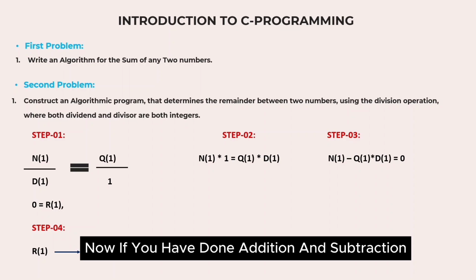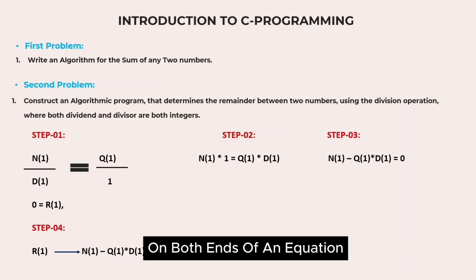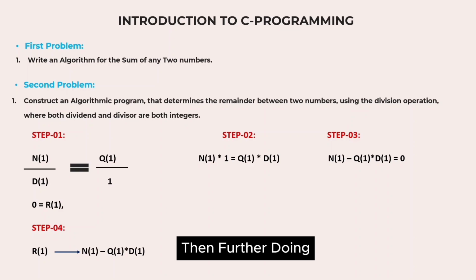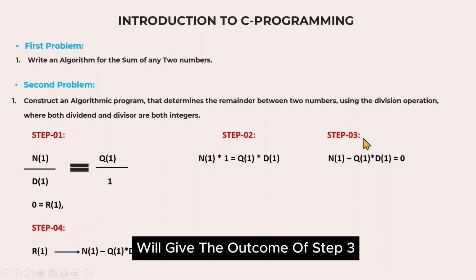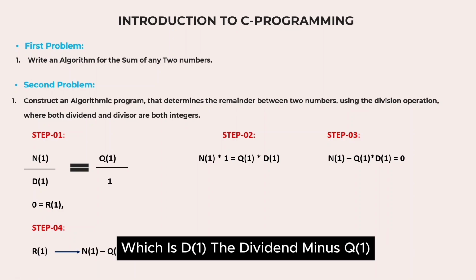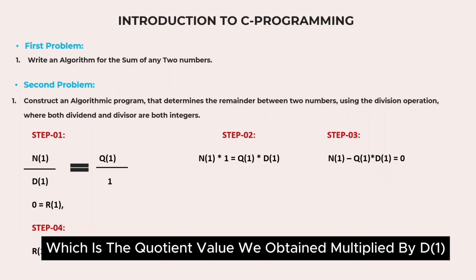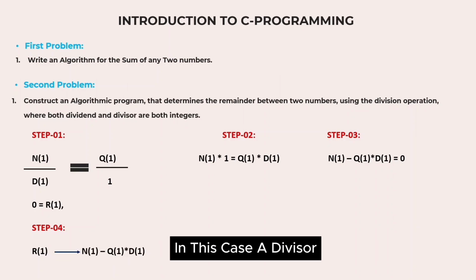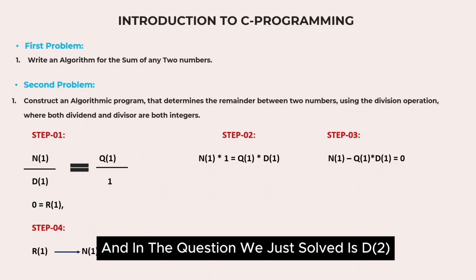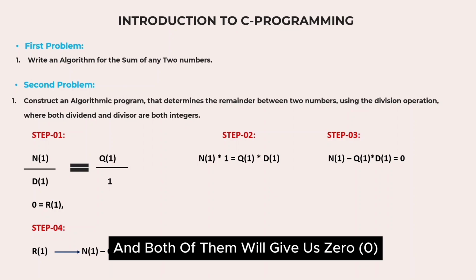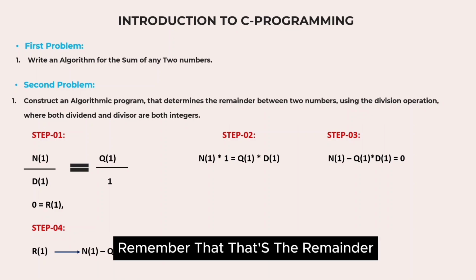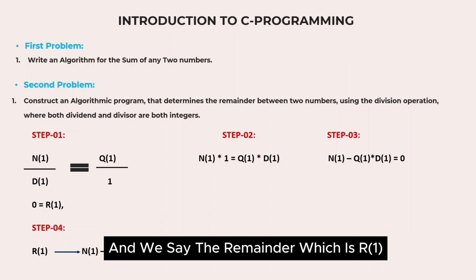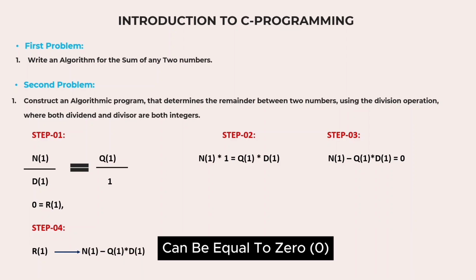Now, if you have done addition and subtraction on both ends of an equation, then further doing mathematical subtraction in step 2 will give the outcome of step 3, which is N1, in this case D1, the dividend, minus Q1, which is the quotient value we obtained, multiplied by D1, in this case the divisor, and in the equation we just solved it is D2. And both of them will give us 0. And if that is equal to 0, remember that that's the remainder, and we say the remainder, which is R1, can be equal to 0.